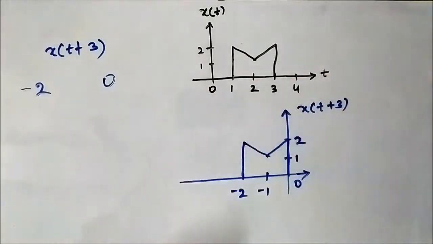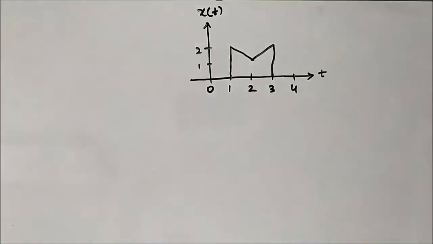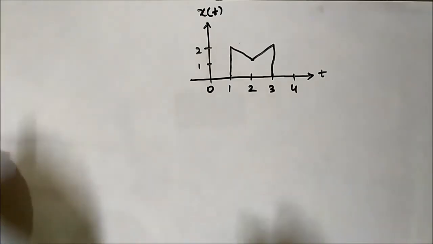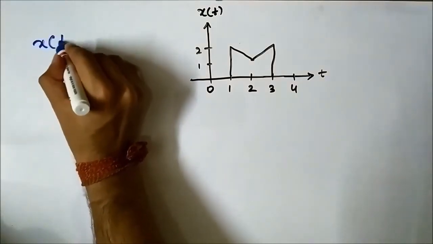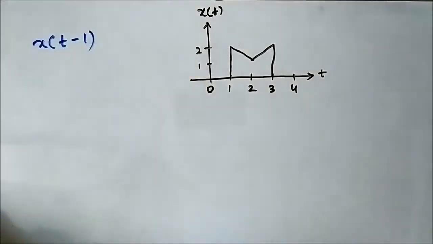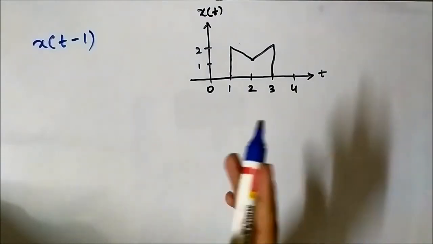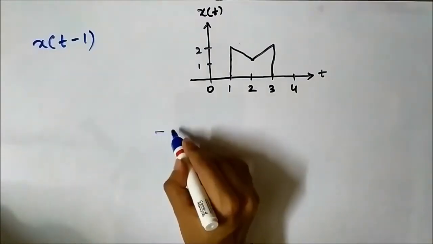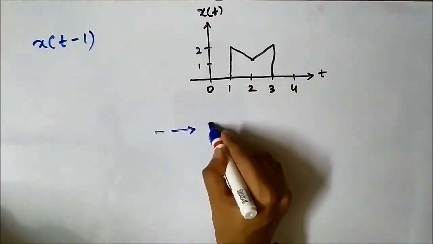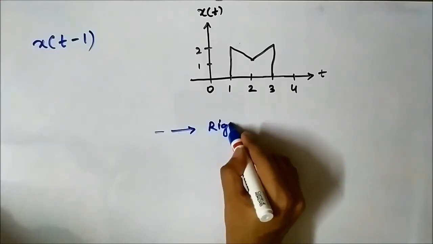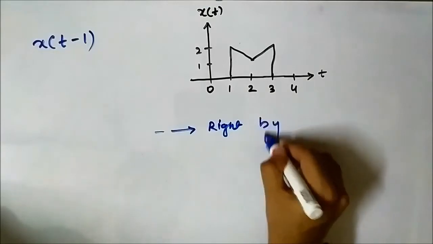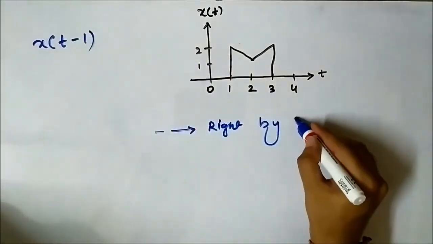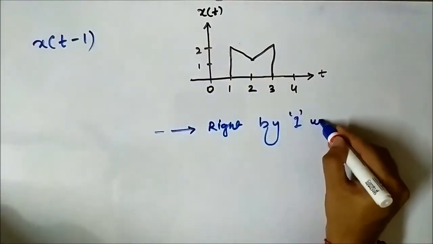Now let us do it in the other direction. Now let us perform the shifting in the other direction. Let's say x(t-1). Here again, by the sign convention, minus means the shifting will take place towards the right, by this number, which means by 1 unit.